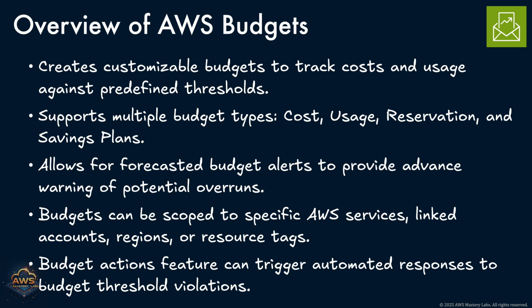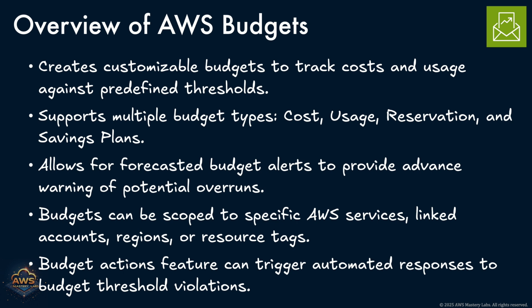AWS Budgets can send notifications via email or Amazon SNS when your usage or spend nears a defined threshold, or even when it's forecasted to exceed it based on current trends. This means you can take action before an overage happens, not after.